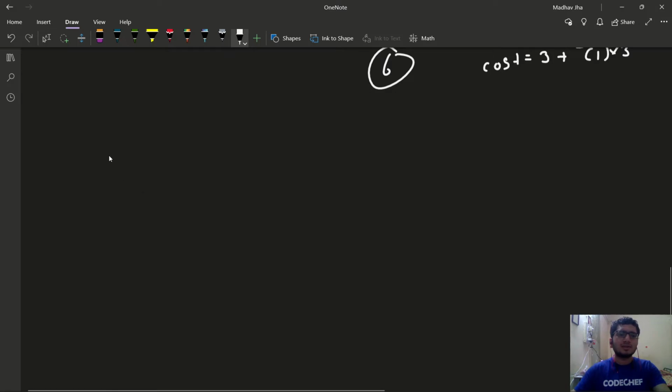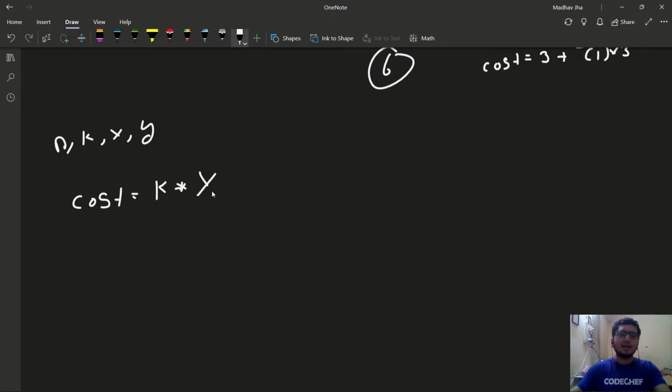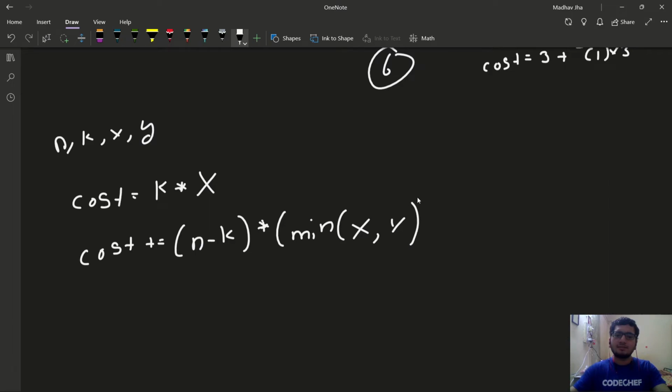As we saw while solving the sample input, we have n, k, x, and y. Let's say we have cost first. We know that we have to buy at least k lamps and they have to be red. So cost equals k multiplied by x, because x is the cost of red lamps. Now, cost plus equals the rest of the lamps, that is n minus k, but at what cost? We will simply find the minimum of x and y. And there you have it. This is the simple problem of BUYLAMPS.